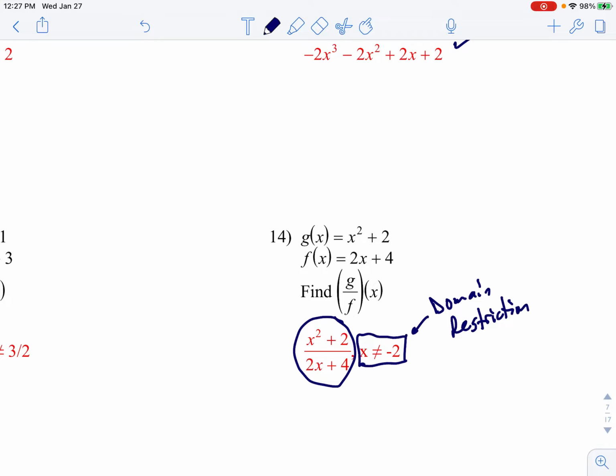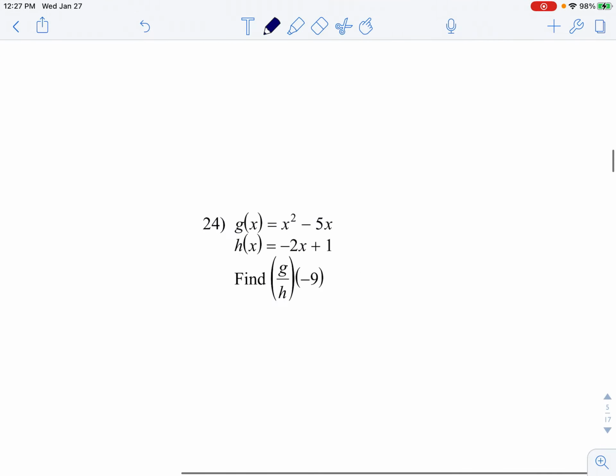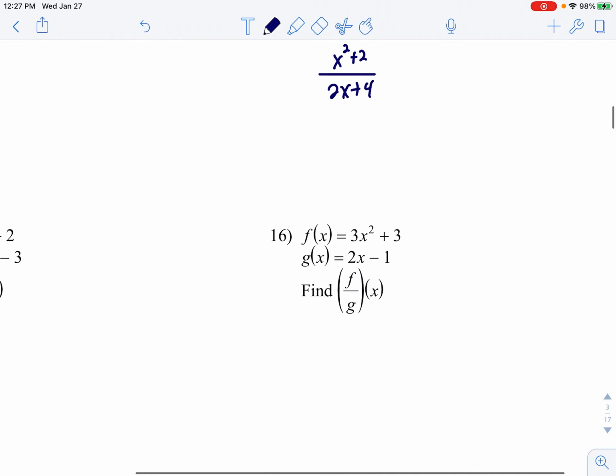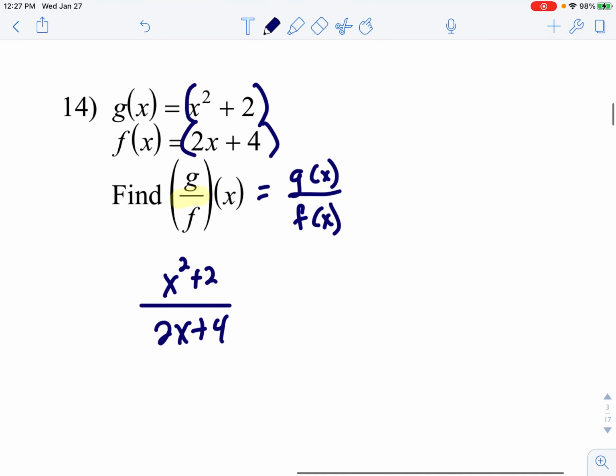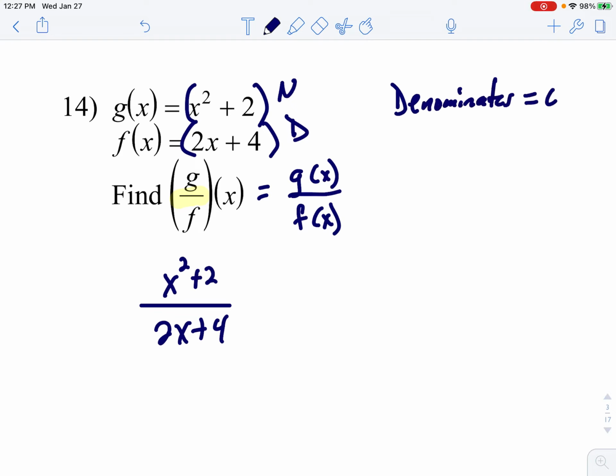So let me explain how to figure that out. Where does this domain restriction come from? So here's what you do. We put this on top, this on bottom, or if you prefer, you can say numerator, denominator, whatever. But set the denominator equal to 0 and solve it. Or actually, technically, we're setting the denominator not equal to 0 and solving it. Because like I said before, denominators of fractions can never equal 0. That's called undefined. You cannot have that in math.